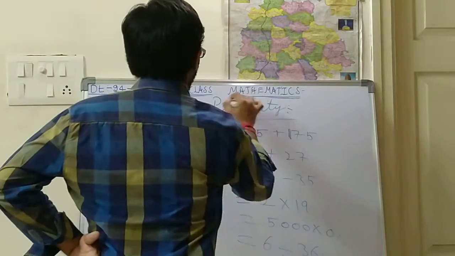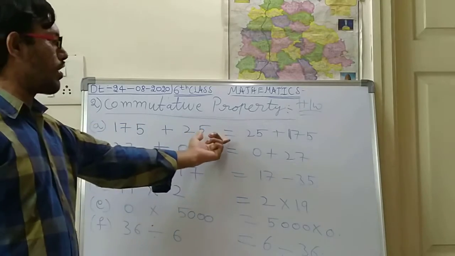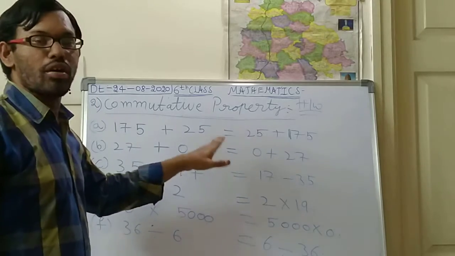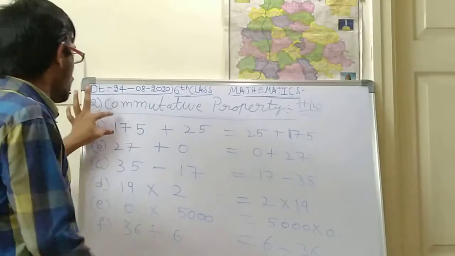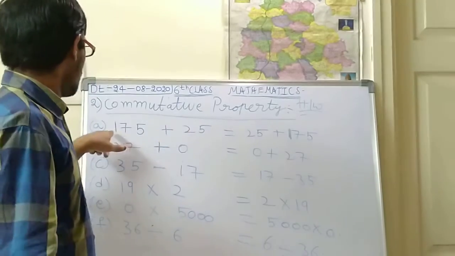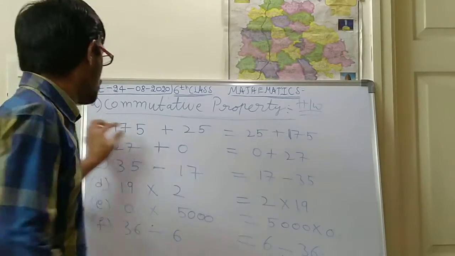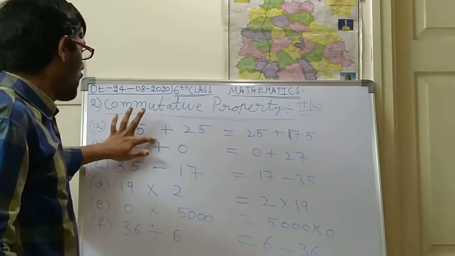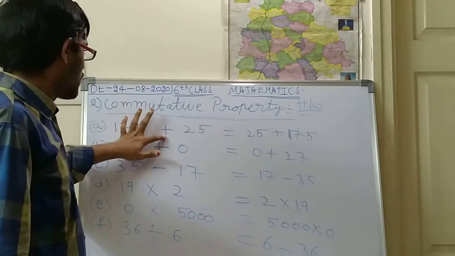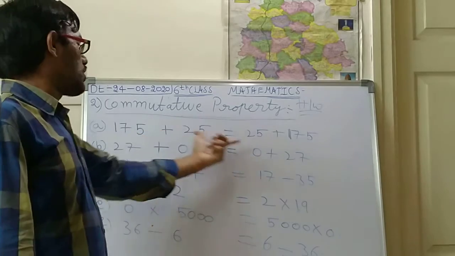Okay, so these are your homework problems, children. How you should do them: first write down which property it is. All are the commutative property only. Then write under which operation. See the first one: 175 plus 25 is equal to 25 plus 175. Here addition is there, so write down addition. After writing the question in the solution, the first step is to write which type of operation it is. Afterwards you start solving these two.